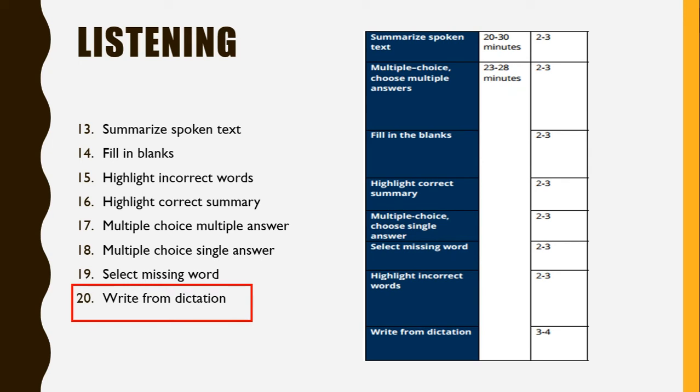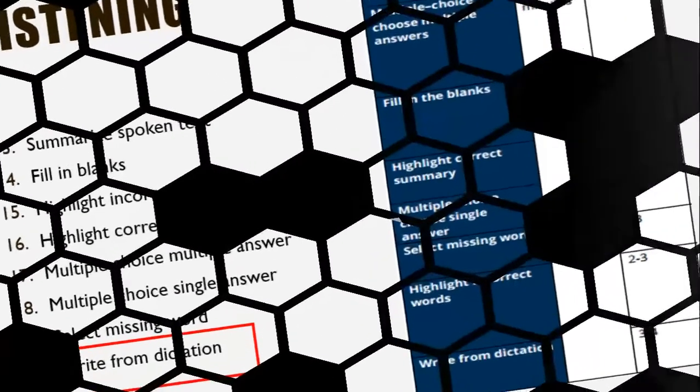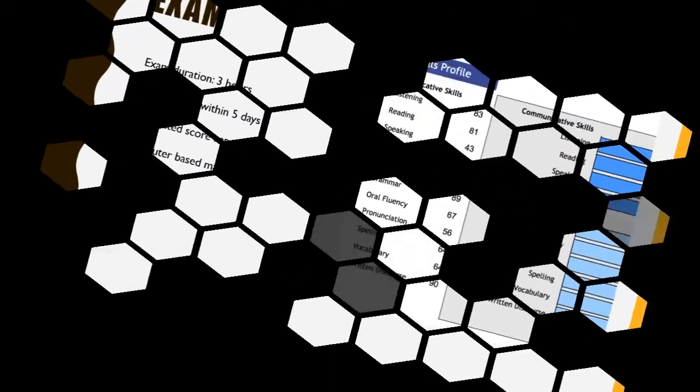Another thing to remember is you have to remain calm throughout the exam because, as an example, if you miss 1 word in write from dictation, you will lose 1 mark directly, because write from dictation contains 1 mark for each correct word. Because of that, remaining calm is really necessary in this exam.